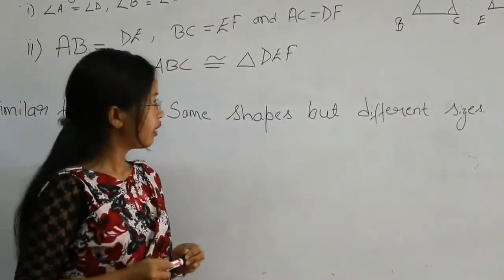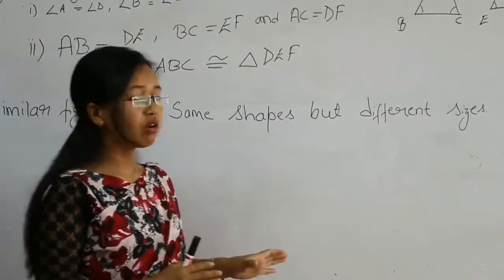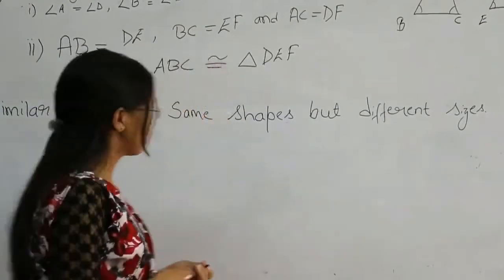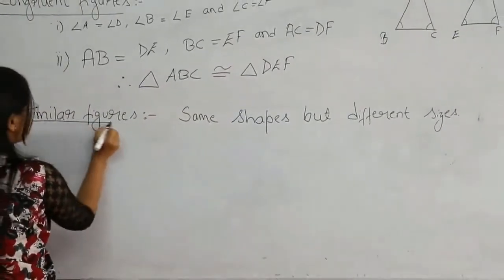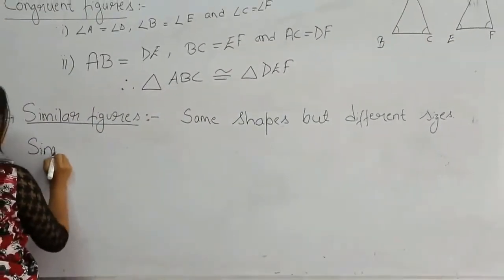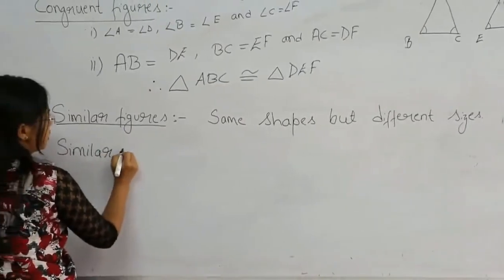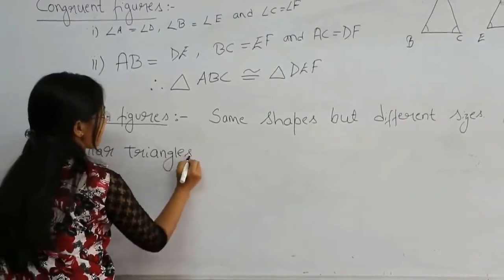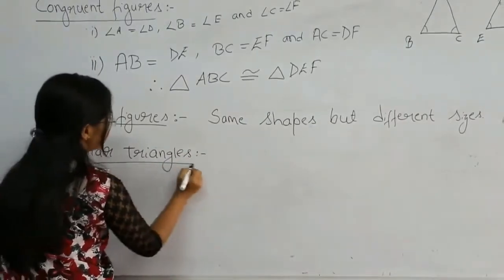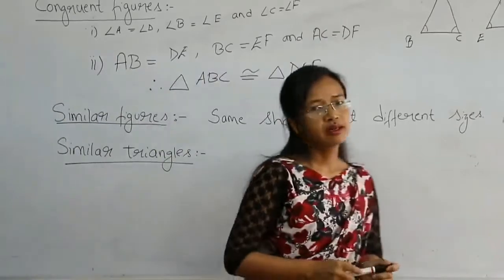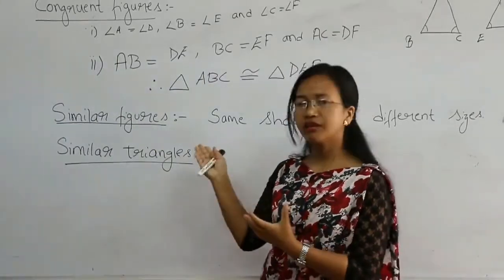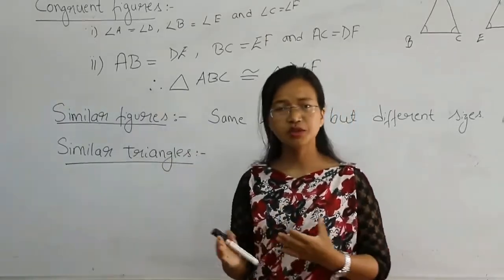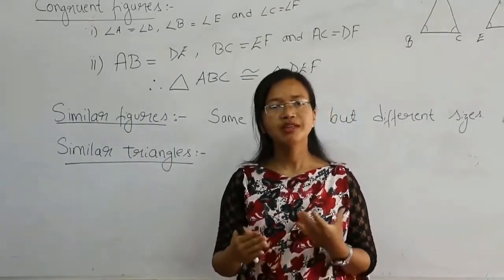Alright, now after we have understood the meaning of similar figures, let us try to understand the meaning of similar triangles. It is exactly the same as similar figures. Similar figures means they have the same shape but different sizes. Similar triangles also means they have the same shape but different sizes.